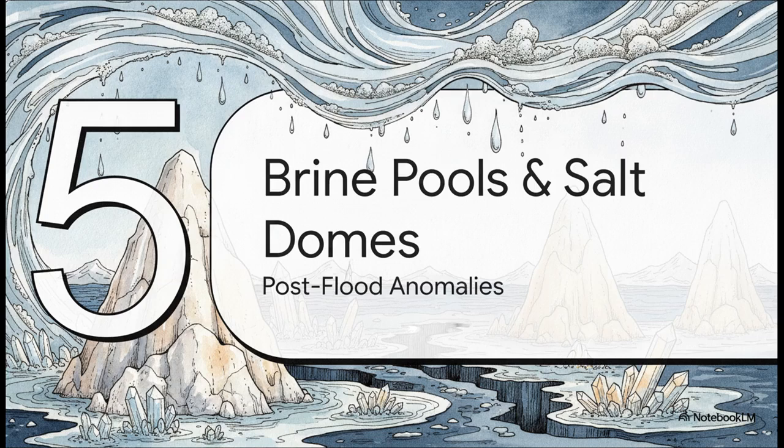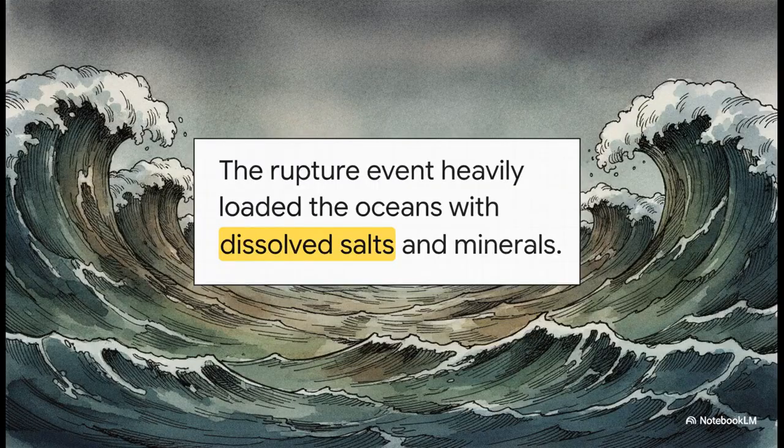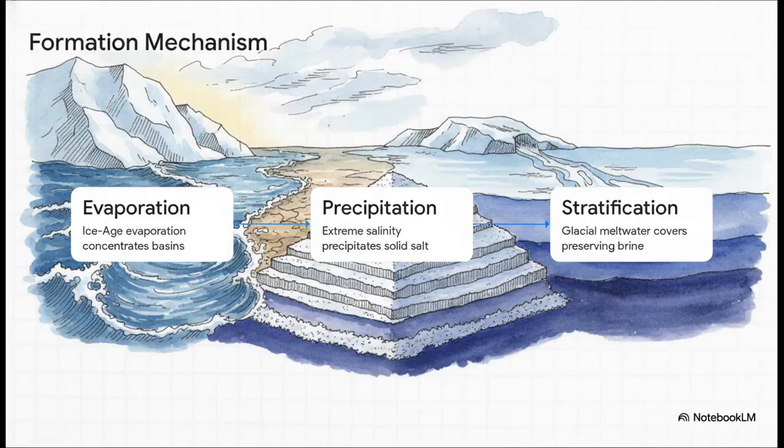Finally, Section 5, Brine Pools and Salt Domes, Post-Flood Anomalies. But what about the rest of the planet? I mean, all that dissolved salt had to go somewhere. The immediate aftermath of this planetary detonation was an ocean heavily loaded with dissolved salts, metals, and subcrustal minerals. The global background was simply a much, much saltier, more mineral-rich ocean than had ever existed before. And this specific baseline set the stage for some of the strangest geological anomalies we see in our oceans today. Let's move on and see how this builds into the modern day.